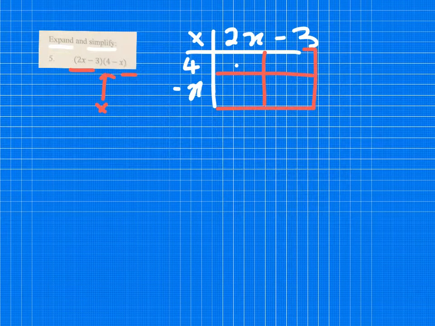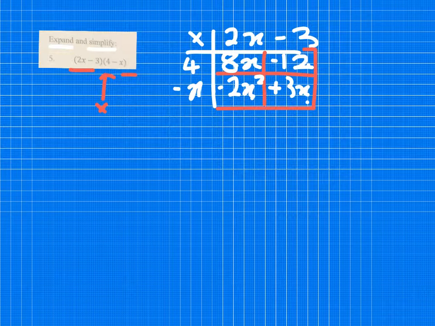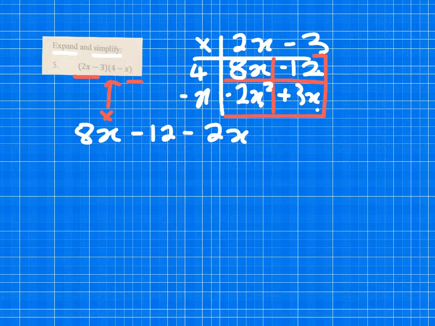2x times 4 is 8x, minus 3 times 4 is minus 12, 2x times minus x is minus 2x squared, and minus 3 times minus x is plus 3x. If we bring those out, we've got 8x minus 12 minus 2x squared and plus 3x. Let's have a look if we've got any like terms that we can gather together.